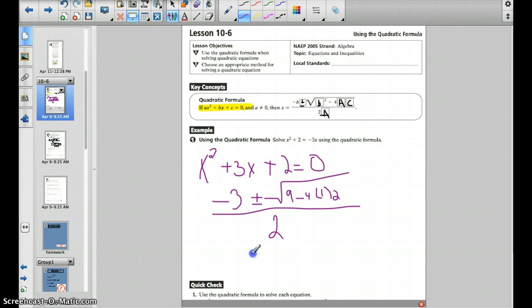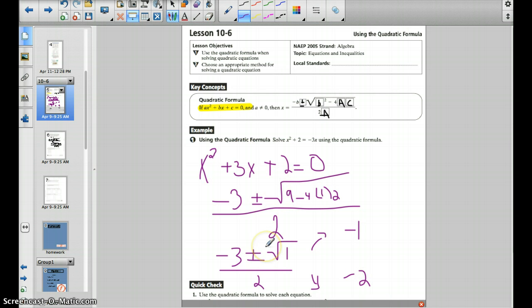So we have negative 3 plus or minus the square root of 9 minus 4 times 1 times 2, which is 8, so we get plus or minus the square root of 1, over 2. So now we can break this into two parts. Negative 3 plus the square root of 1 over 2 is going to give us negative 2 over 2, which gives us negative 1. And then negative 3 minus 1 is negative 4 over 2, which gives us negative 2. So x equals negative 1 or negative 2.